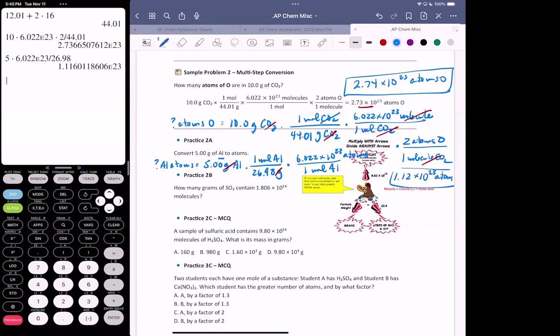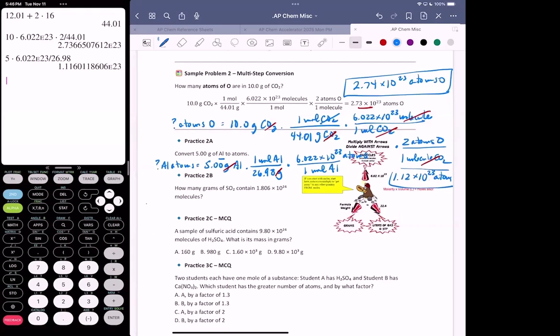And next, try practice 2B. How many grams of sulfur dioxide contain 1.806 times 10 to the 24 molecules? How many grams of SO2 are equal to 1.806 times 10 to the 24 molecules? So you're going to start there.